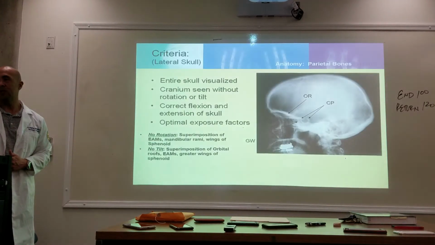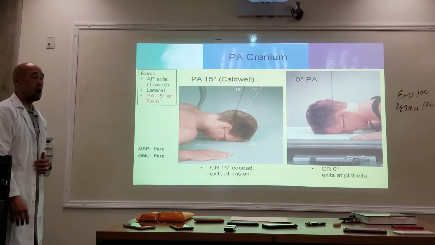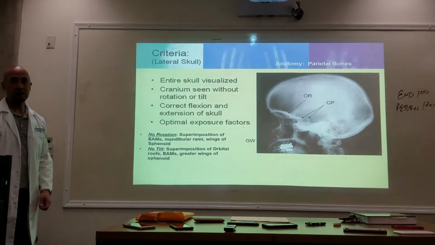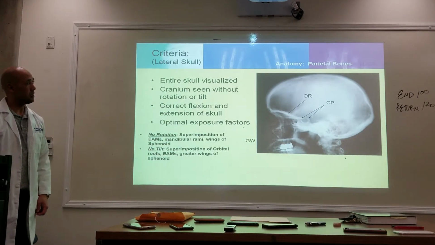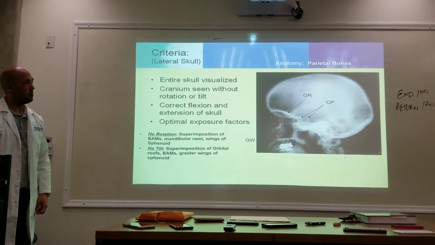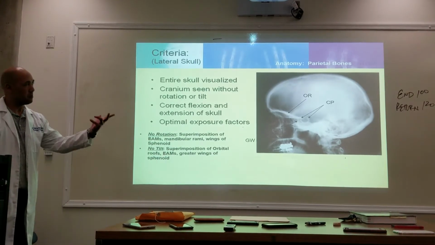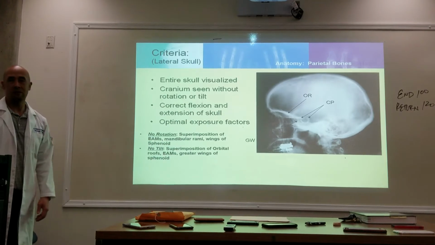And we'll go back to the lateral later on. Oh, by the way, laterals are for the parietal bones. Can we see frontal? Can we see occipital? Yes, we can, but they're mostly used for the parietal bones.